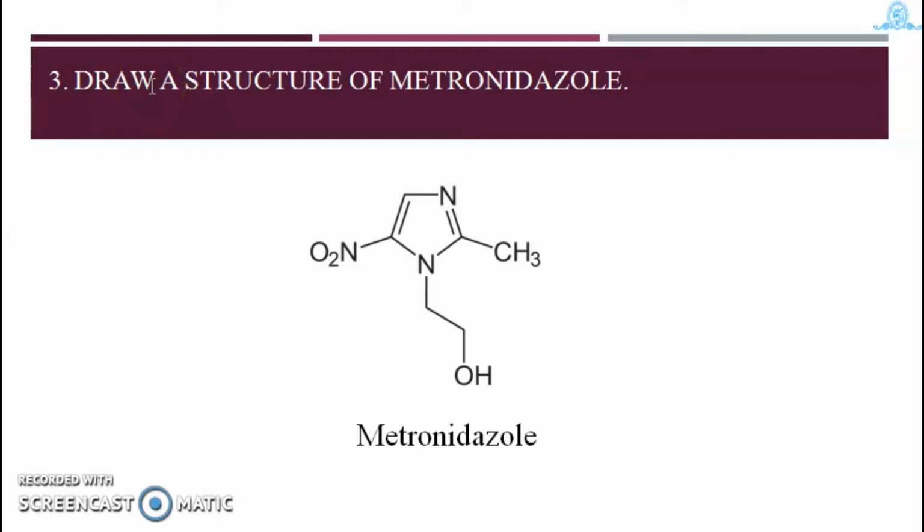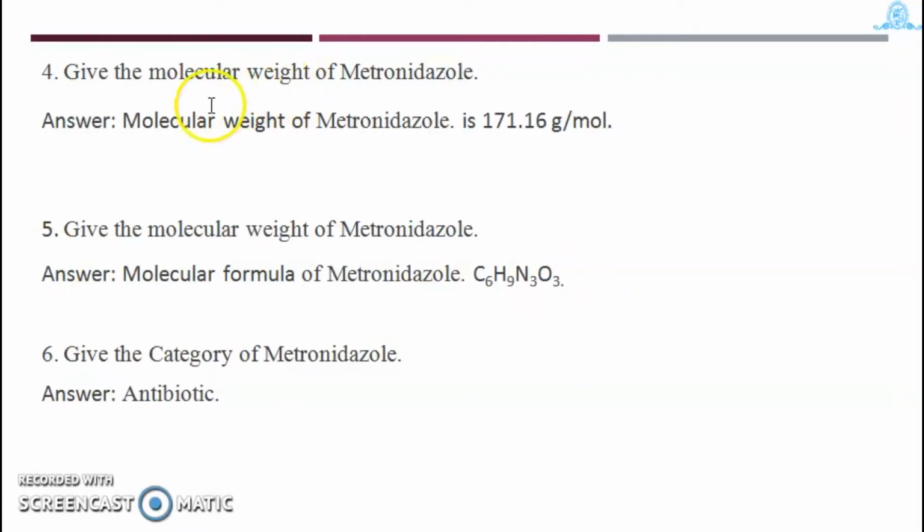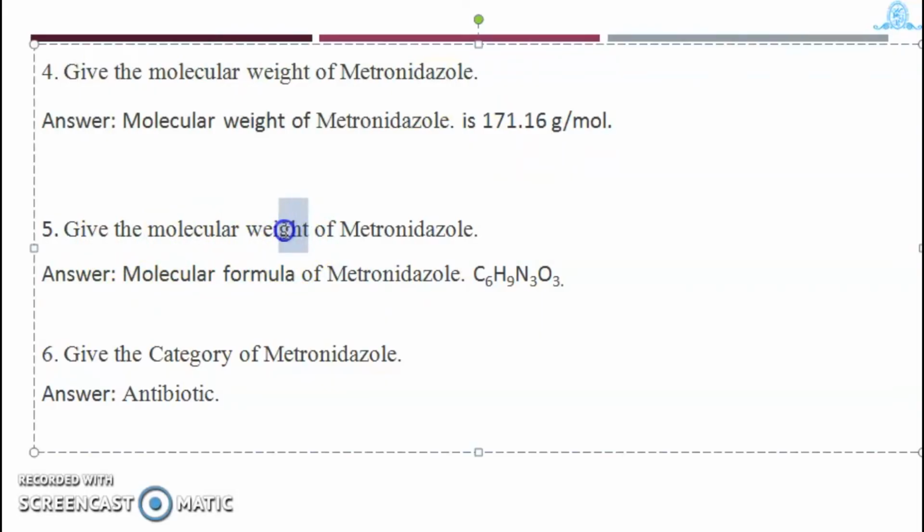Next question is, draw structure of metronidazole. You can see this is the structure for the metronidazole. Next question, give the molecular weight of metronidazole. Molecular weight of metronidazole is 171.16 gram per mole. Next question, give the molecular formula. Molecular formula of metronidazole is C6H9N3O3.